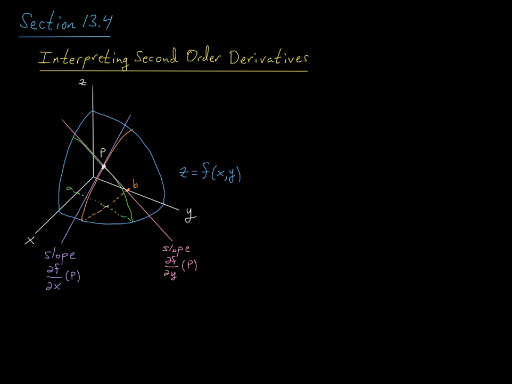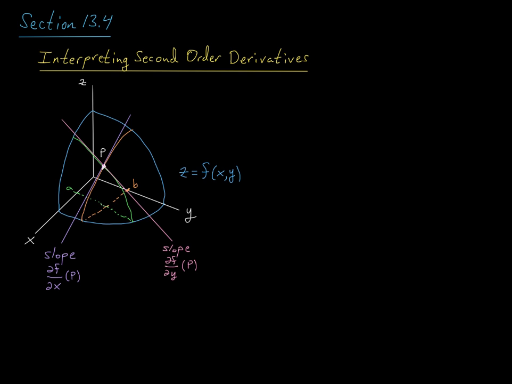Alright, in this video in section 13.4 we're going to look at how we can go about interpreting second order derivatives. Okay, so in the last video we defined the second order derivatives and then saw that interesting result known as Clairaut's theorem that said that the mixed partial derivatives for a sufficiently nice function are going to be equal.